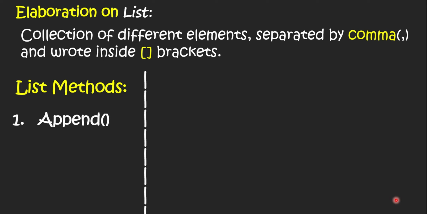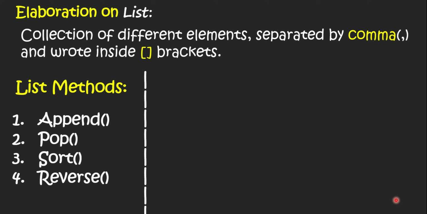So the very first one is append. We have already seen it. We use append to add a new element in list. Next one is pop. We have already seen it. We have used it to delete an element from an existing list. Sort would sort the elements in ascending order by default. You could also sort them in descending order, but by default it would do it in ascending order.